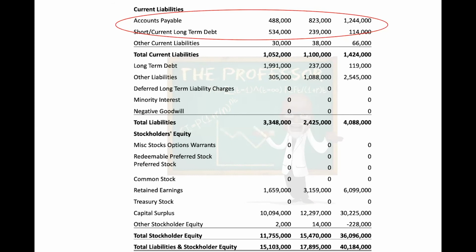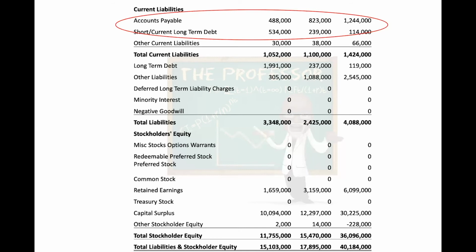Underneath accounts payable, you'll see short/current long-term debt. These are not current liabilities. They're in the current section because they're going to be paid off in the next 12 months. So they are current. But these are interest bearing. This is current debt. Let me repeat this. This is important to understand.